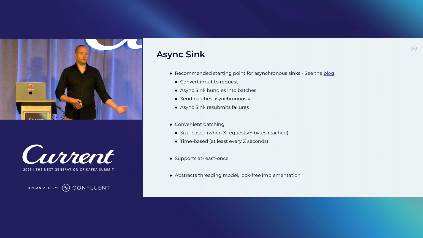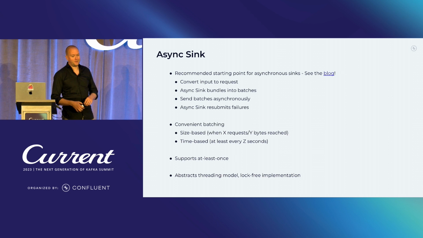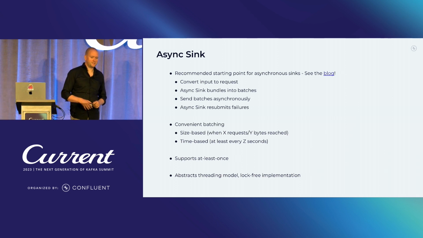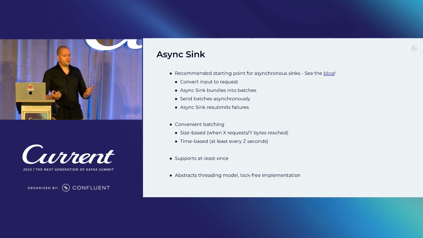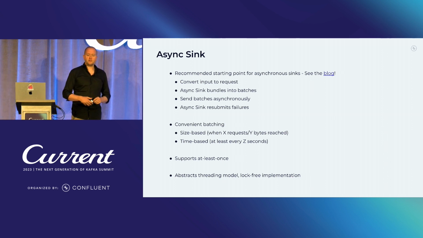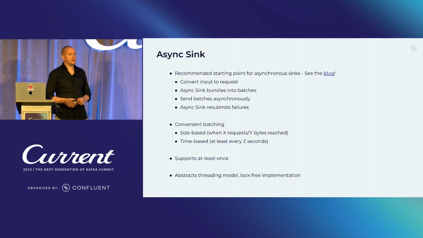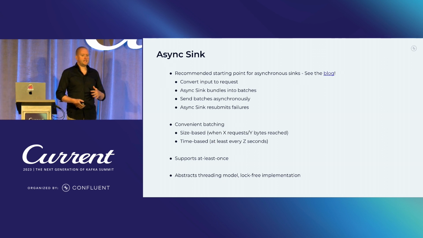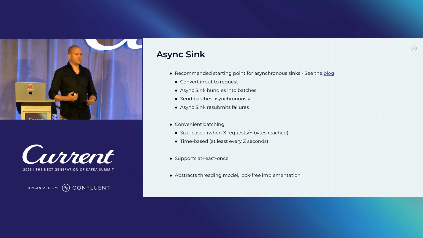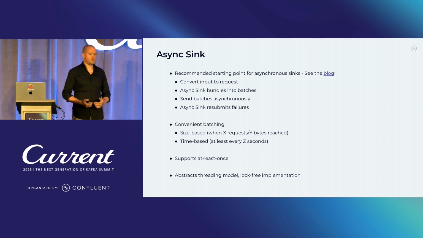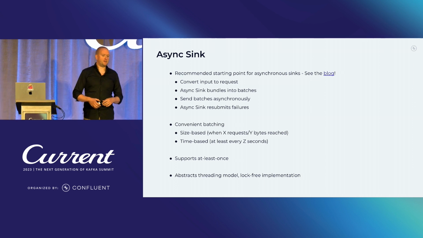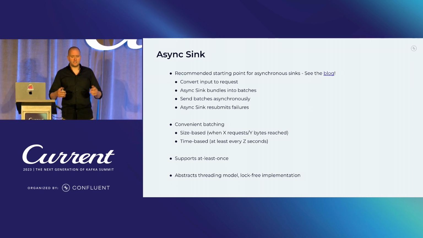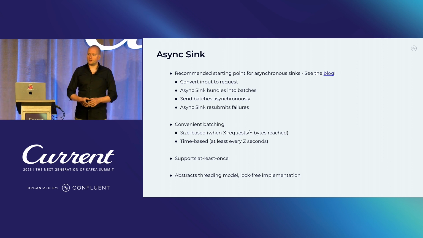So the responsibility for you as a developer is to convert your input to a request. The async sink bundles those into batches. You send out those batches asynchronously, and in case there's any failure, the async sink will actually resubmit those failures. And the async sink has, let's say, a convenient way of batching those things. You can configure them to either be size-based, so when you have X amount of requests or Y amount of bytes that have been reached, but you can also have a time-based batching, so every Z seconds, of course. And whichever triggers first, it will do the firing of the thing.